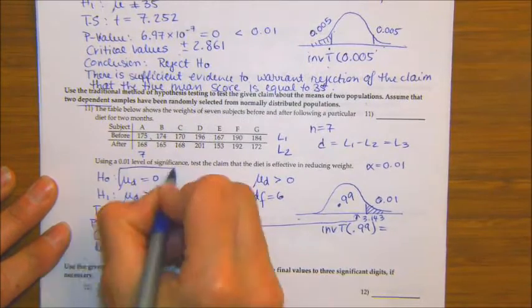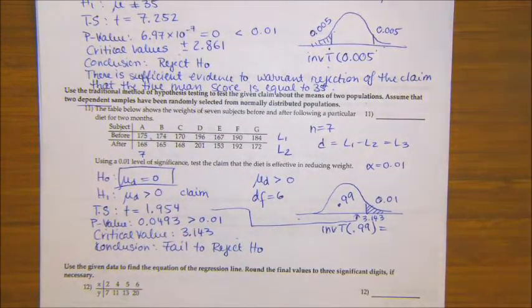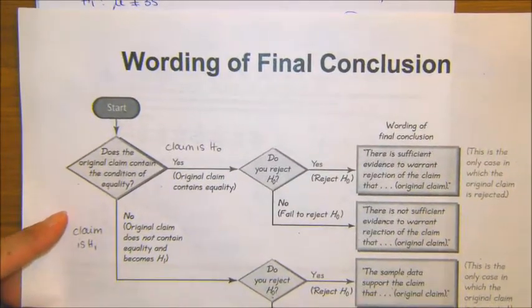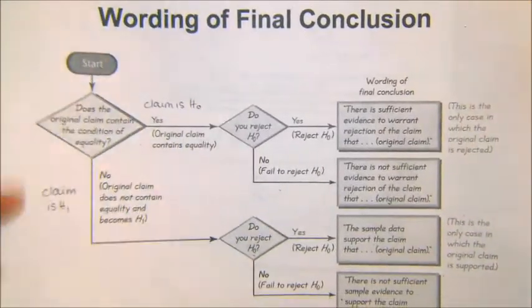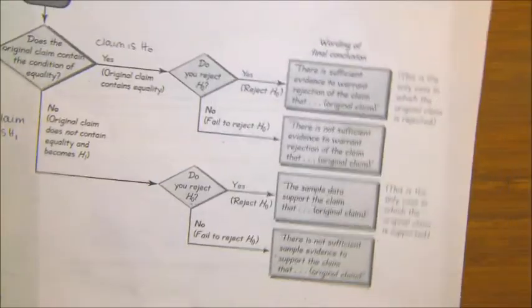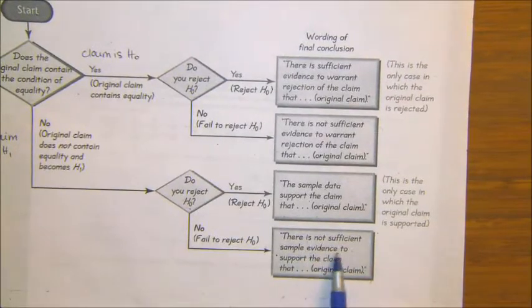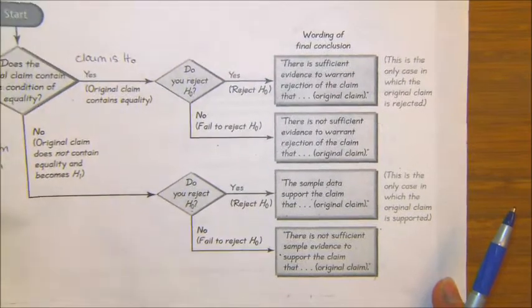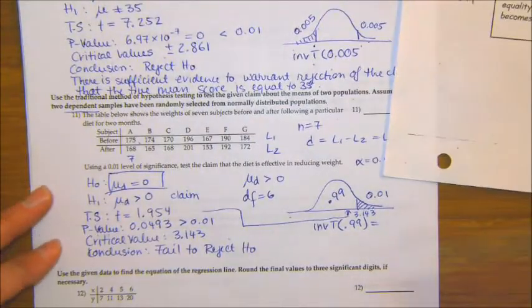Okay, let's look at our wording. Fail to reject, which means we really think that there's really not a big difference over here. So let's go back to our wording. It says, does the original claim include equality? And the answer is no. So we're down here. Did we reject the null? No, we failed to reject it. So we're down here. There's not sufficient sample evidence to support the claim. So we don't think this diet is actually effective.